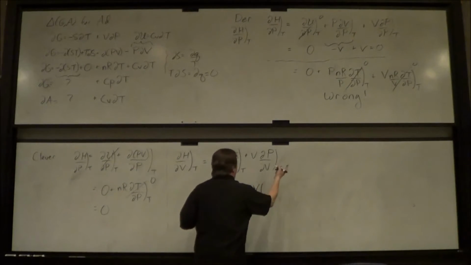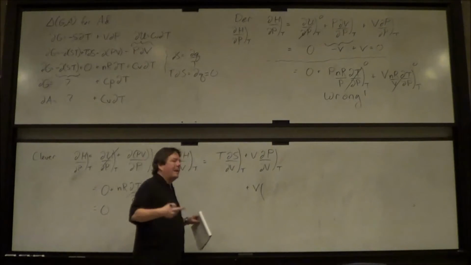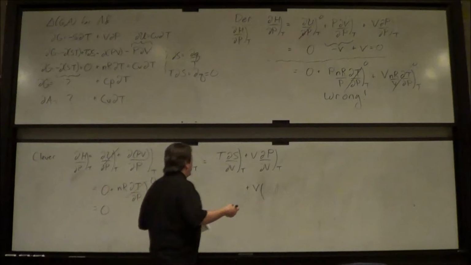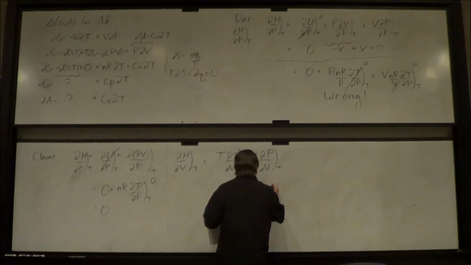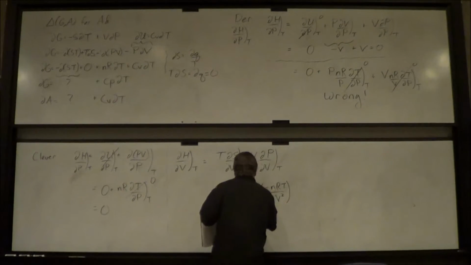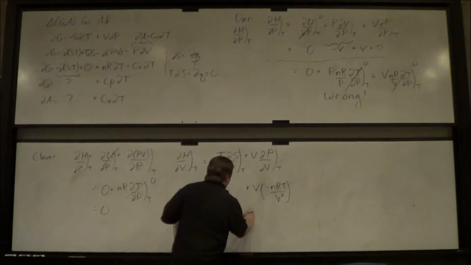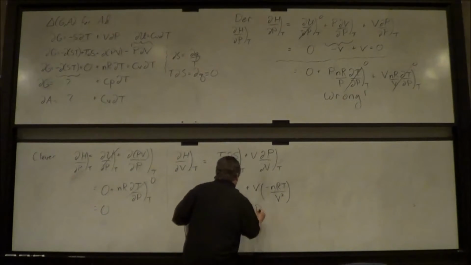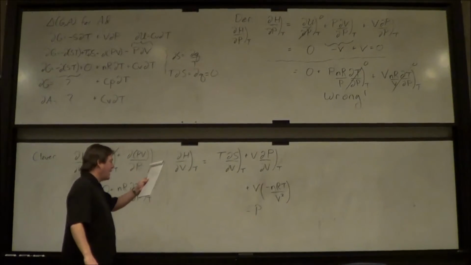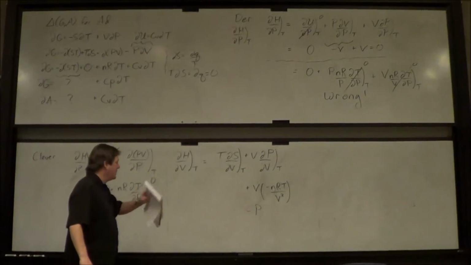And again, P is a constant over V. So the derivative is minus a constant over V squared, minus nRT over V squared. And that is going to be minus T. So again, I'm working downward. And now I have to do a side derivation. I have to do a Maxwell equation.